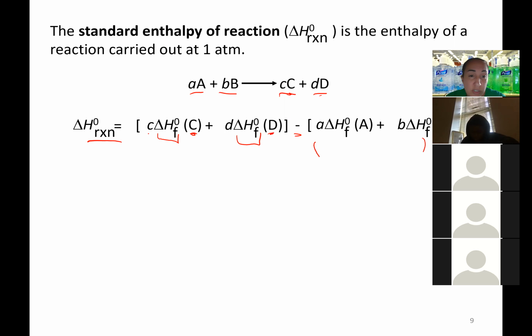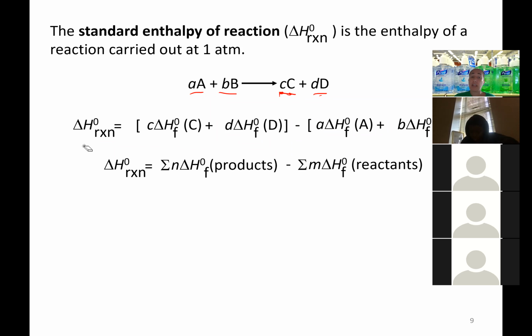Okay, this little c here corresponds to the little c here, which means it's a mole coefficient. So if you have 2 moles of C, you would multiply whatever the enthalpy value is times 2. That's all it's saying. So basically, Hess's law tells you that if you take the sum of the products and subtract the sum of the reactants, you get the enthalpy value for the reaction. That's it. That's why the fact that this is a state function is really, really helpful.